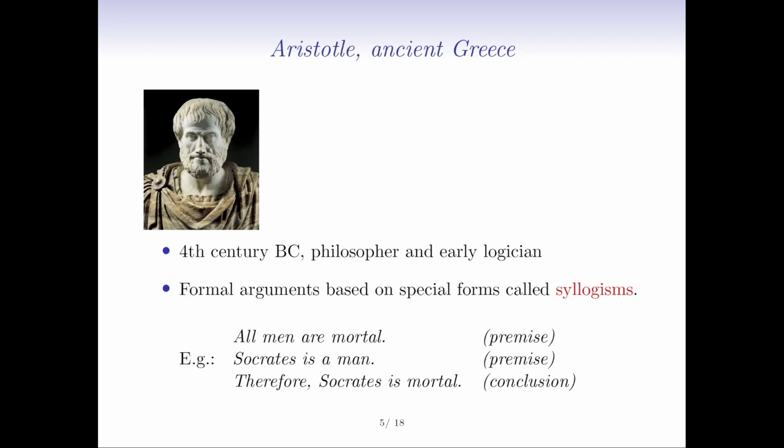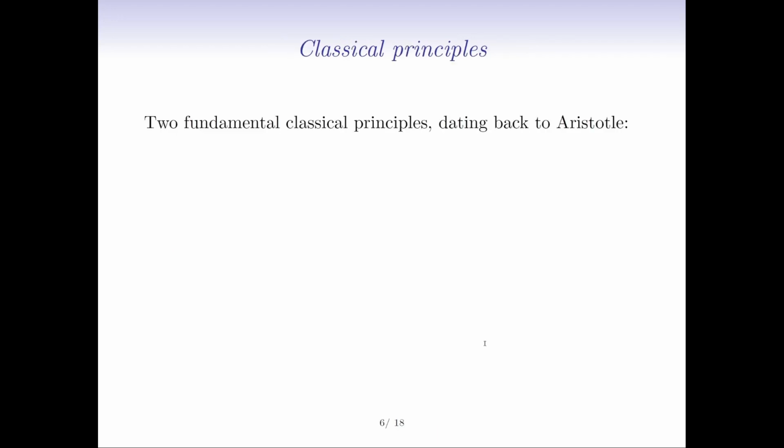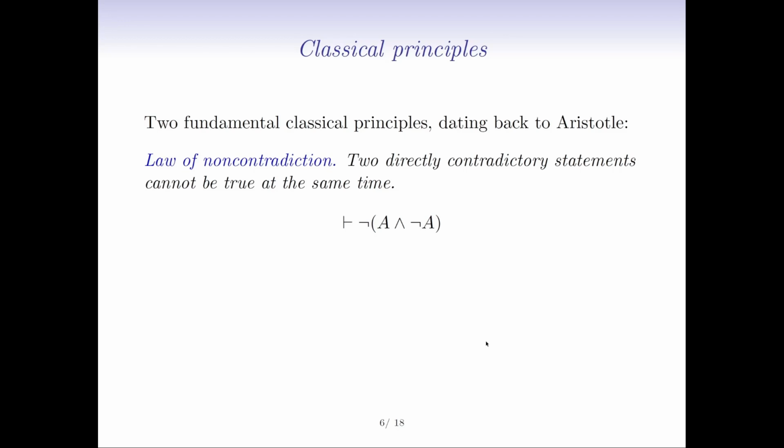Now, in this course, you're of course not going to be expected to learn Aristotelian syllogisms or anything like that, but there are two really major classical principles, which you may as well think of as laws, that go all the way back to Aristotle. And these are the following ones. Firstly, the so-called law of non-contradiction. Two directly contradictory statements cannot be true at the same time. So for any statement, let us say A, it cannot be the case that both A and not A are simultaneously true.